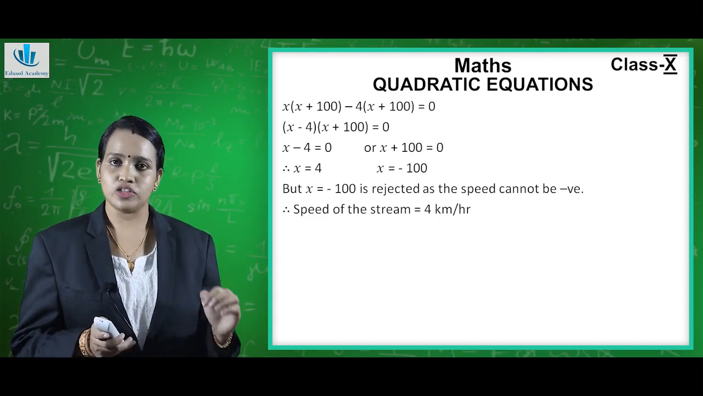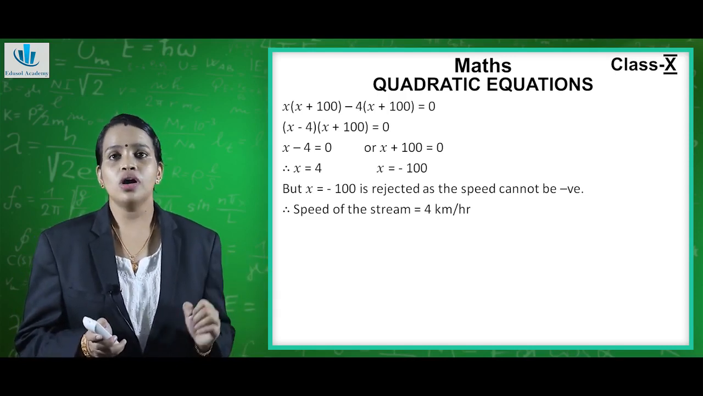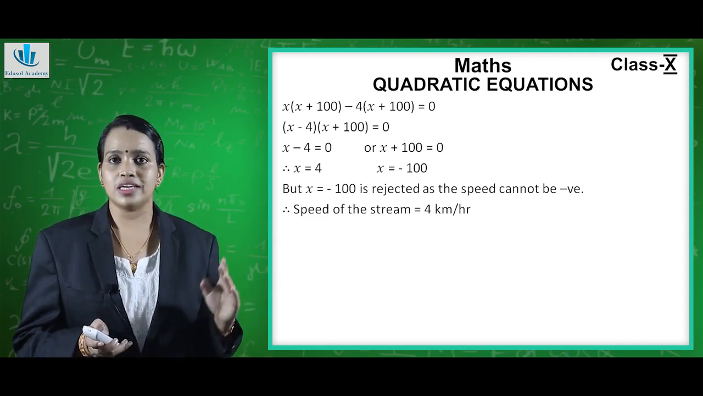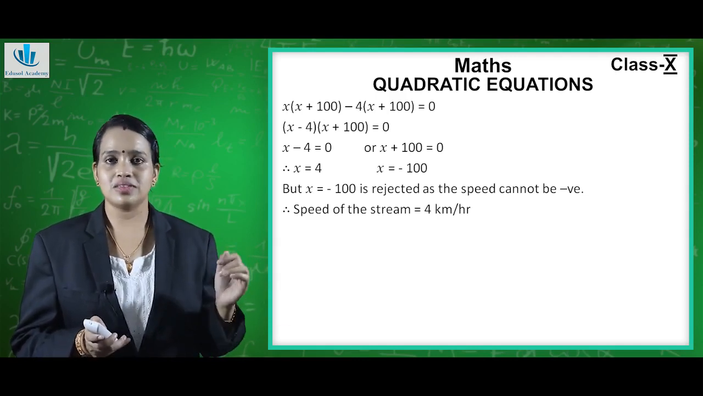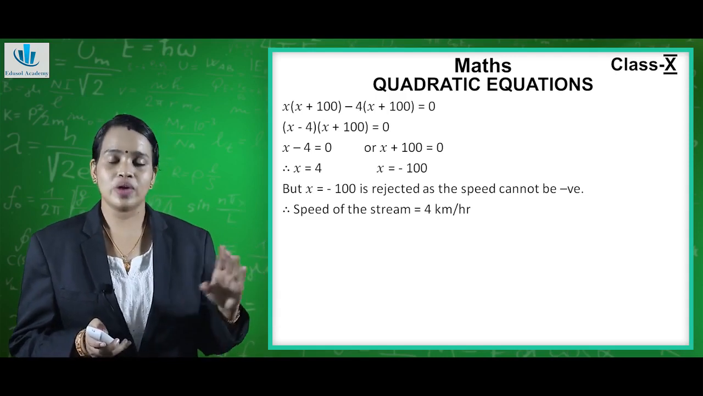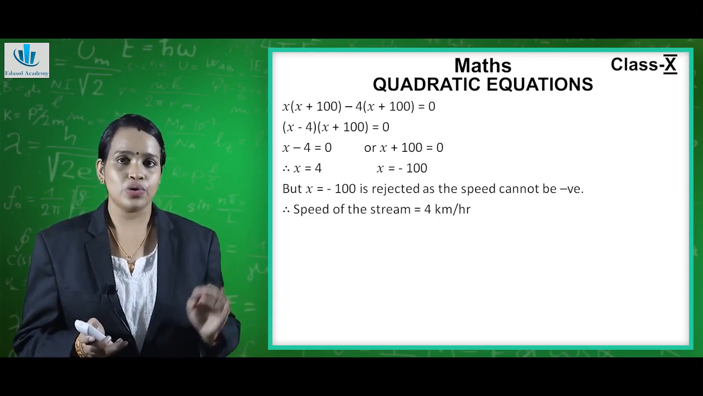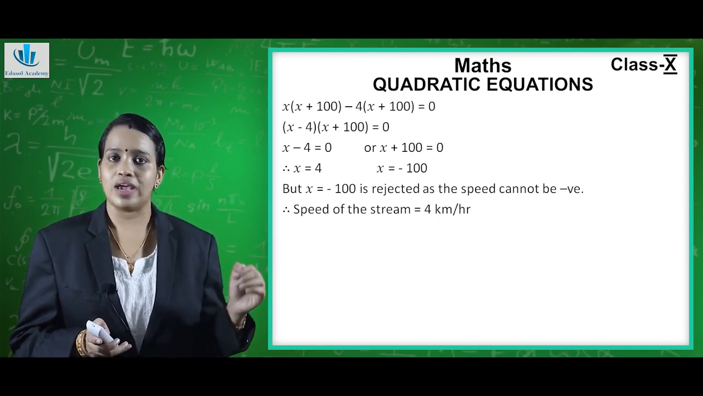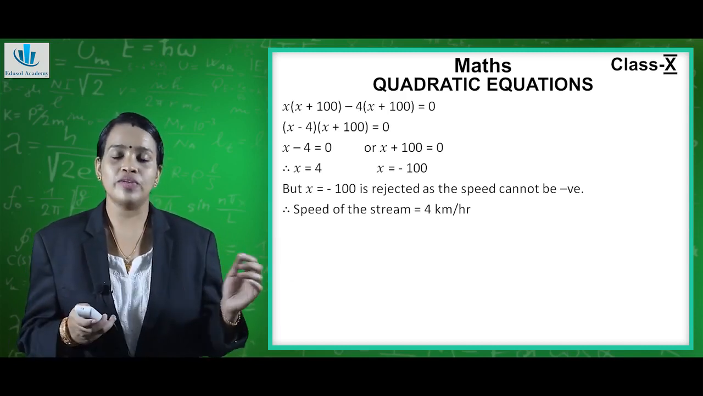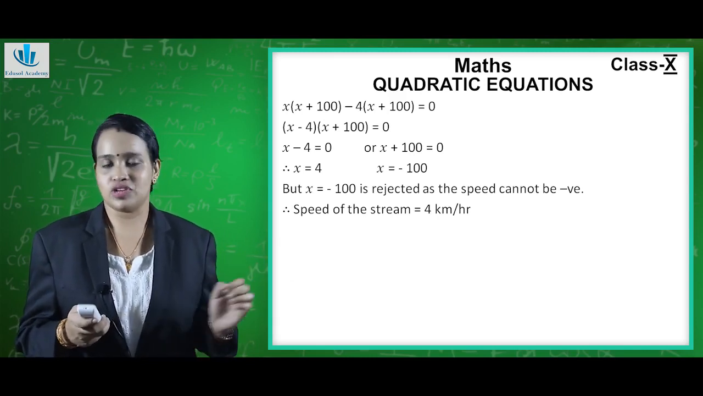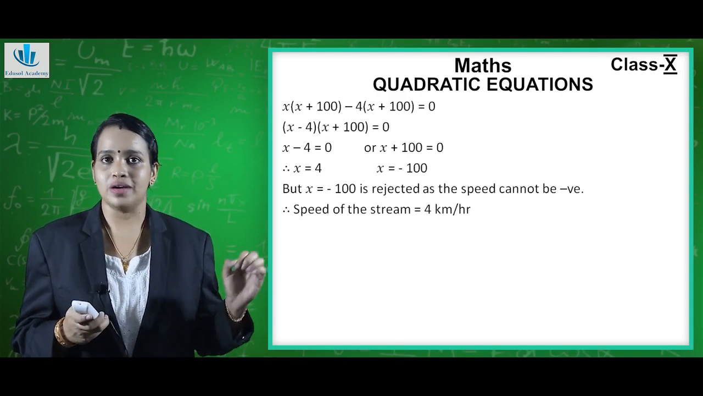So x minus 4 is equal to 0 or x plus 100 is equal to 0. Now minus 4 on the other side becomes plus 4, so x is equal to 4. Here plus 100 becomes minus 100, so x is equal to minus 100. You know the speed cannot be negative, so we are rejecting the value of x as minus 100. So we take the value of x as 4, and we can say that the speed of the stream is equal to 4 km/h.